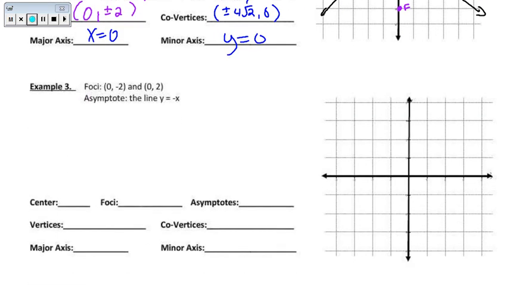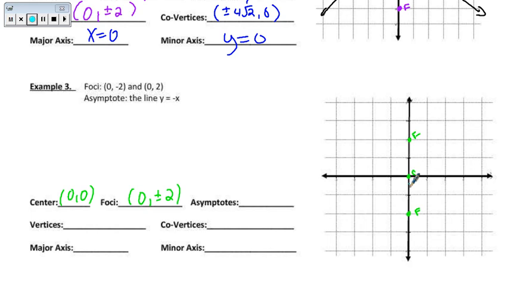Given different pieces of information, the whole goal here is to make sure we can get our graph going. So they gave us foci at (0, -2) and (0, 2). So those are 2 foci sitting there. That will place the center right at the origin at (0, 0). The foci were given. It also gave us the asymptote, the line y is equal to -x.